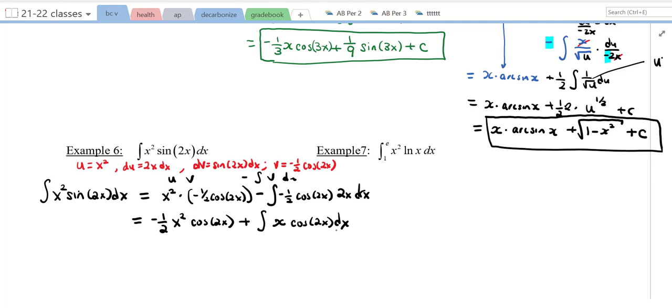How do you then go about taking the integral of x cos 2x dx? How do you do this part now? Do I use substitution like the previous one? Nope. This also looks like x times something else, right? Two things multiplied together. Do integration by parts again? Uh-huh.